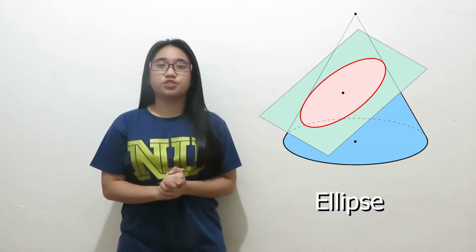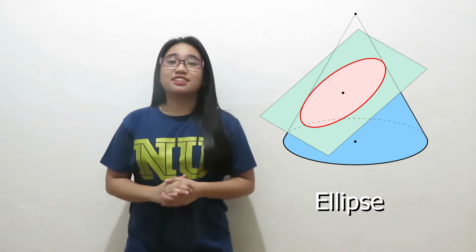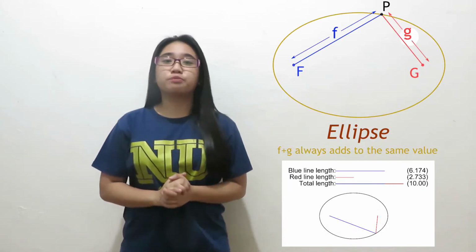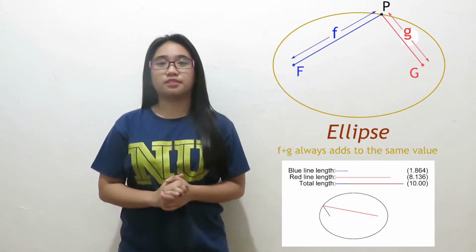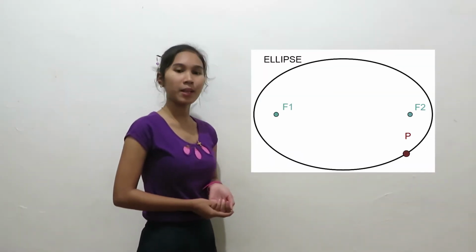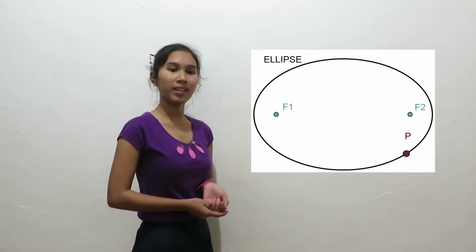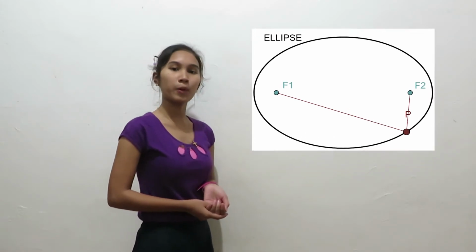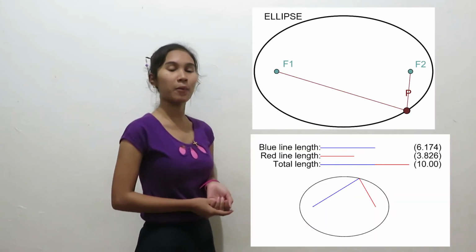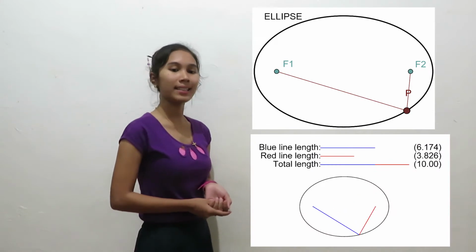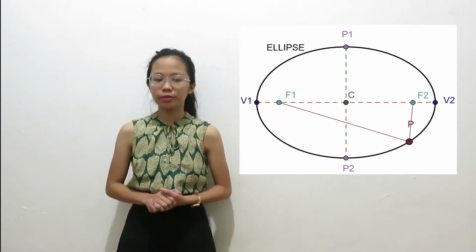Let's define first the ellipse. An ellipse is the locus of all the points in the plane, the sum of whose distances from two fixed points is constant. Another definition of ellipse: let F sub 1 and F sub 2 be two distinct points. The set of all points P whose distances from F sub 1 and F sub 2 add up to a certain constant. Now, let's go on to the next topic, which is the parts of an ellipse.